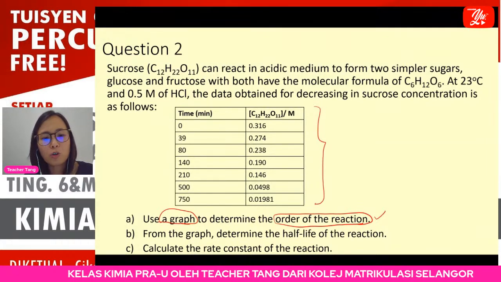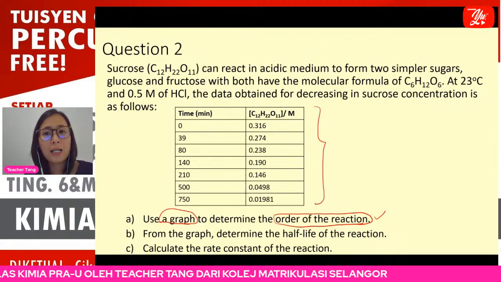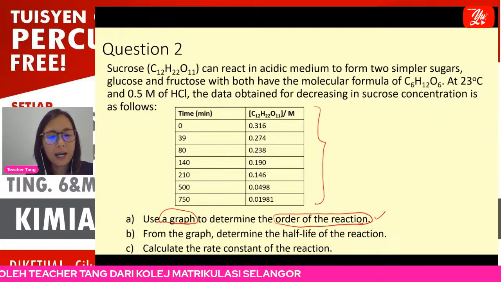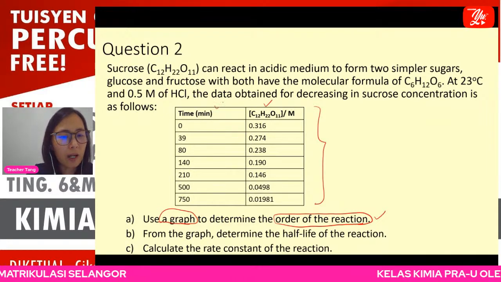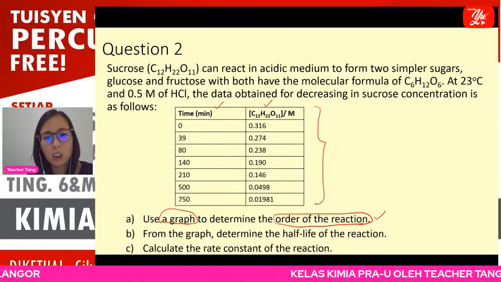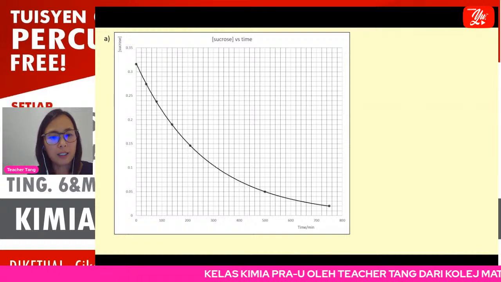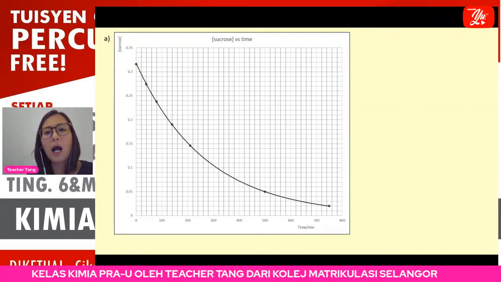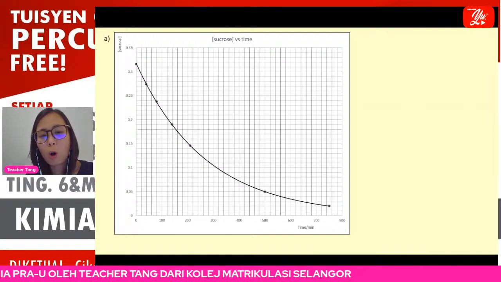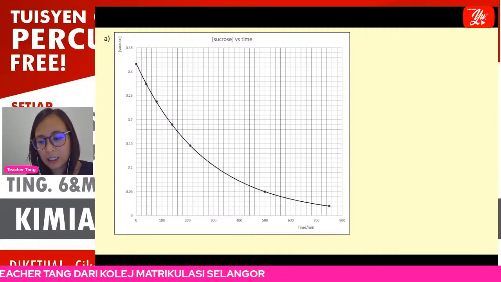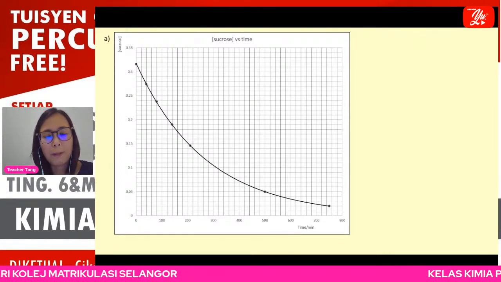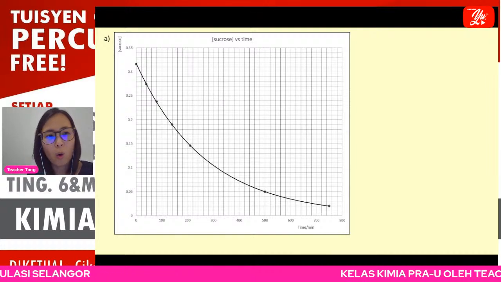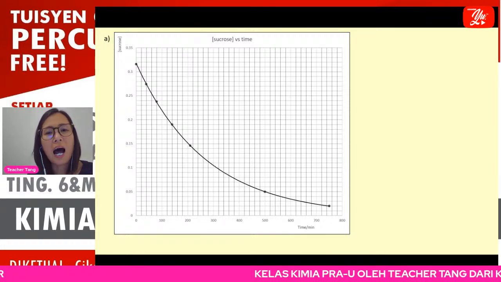So what graph should we plot? This question does not mention linear graph, so that means we can plot concentration versus time graph. We can plot concentrations versus time graph like this. And then from the concentrations versus time graph, how can we tell which order is the reaction with respect to sucrose? We need to deduce the half-life.